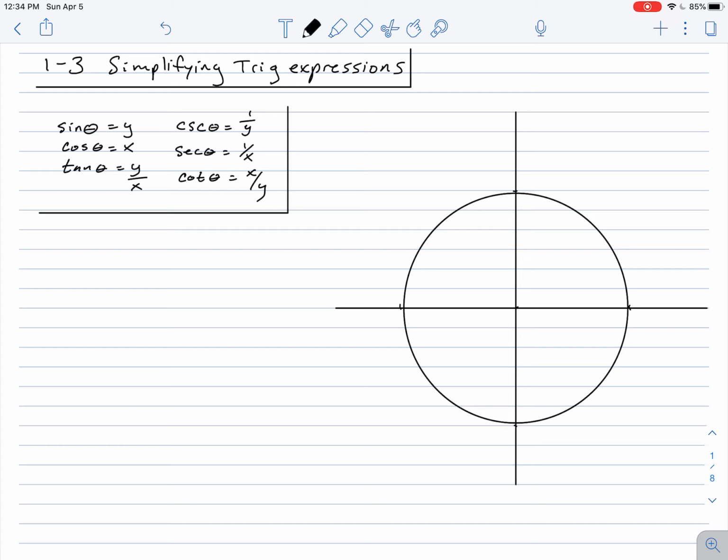We are going to take a look at section 1-3 in our trig. And where we're going in this chapter ultimately is we're going to start solving equations with trig functions in them. And a lot of people find this challenging. So what I've done over the course of this chapter is I've broken that process down into little chunks. So what we're going to do today is just simplify an expression, not solve an equation.